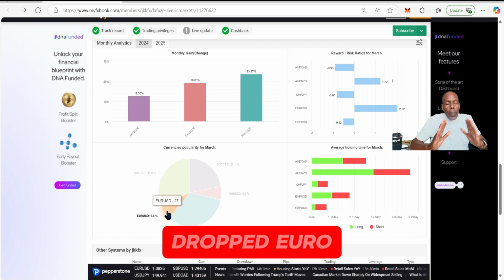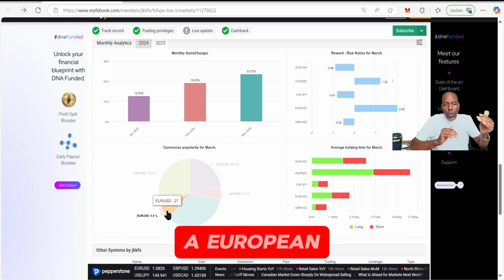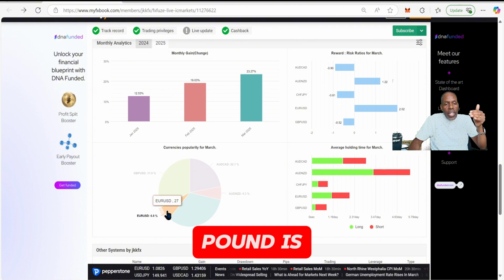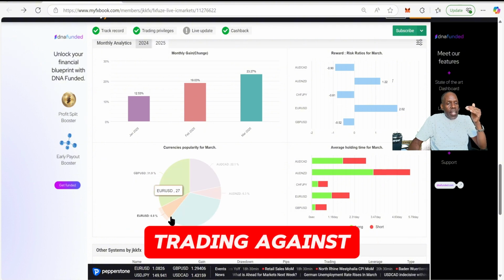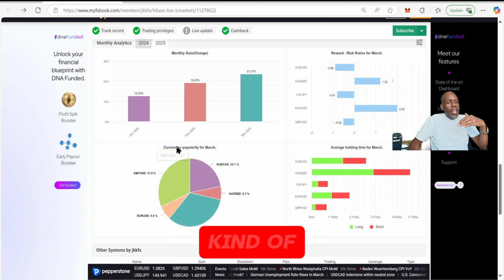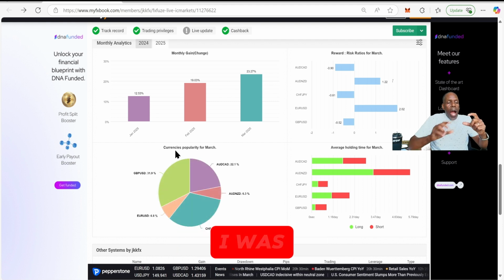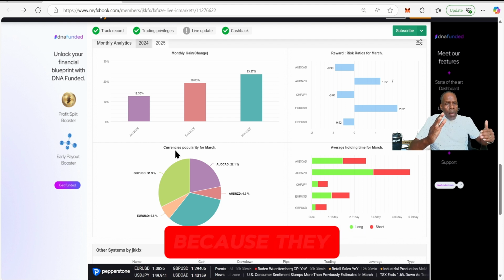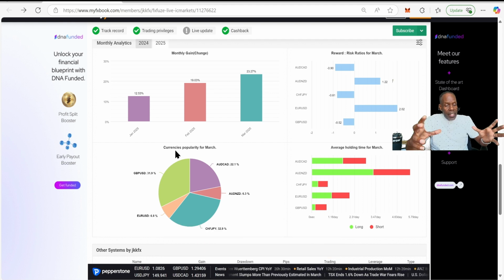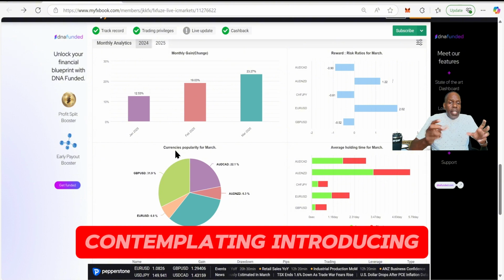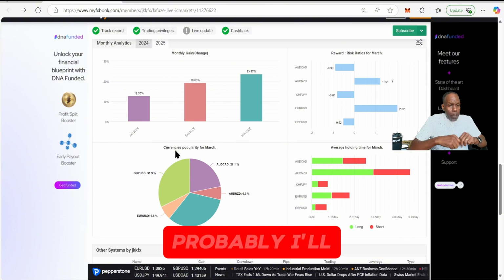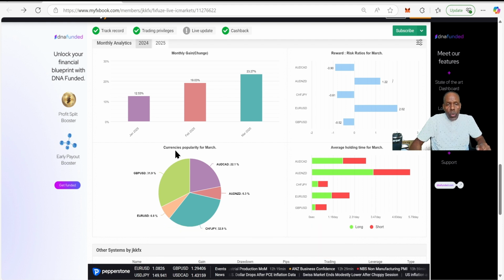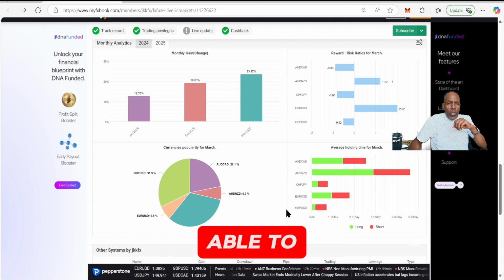The reason why I dropped euro is because it is a European currency trading against the dollar, and the pound is also a European currency trading against the dollar. And I found that by trading these two accounts, I was kind of doubling my risk with respect to these particular pairs because they seem to do exactly the same thing. I am contemplating introducing a new pair. Probably I'll trade gold, maybe against the euro or something. But that's what I'll be able to do going forward, and I'll let you guys know.